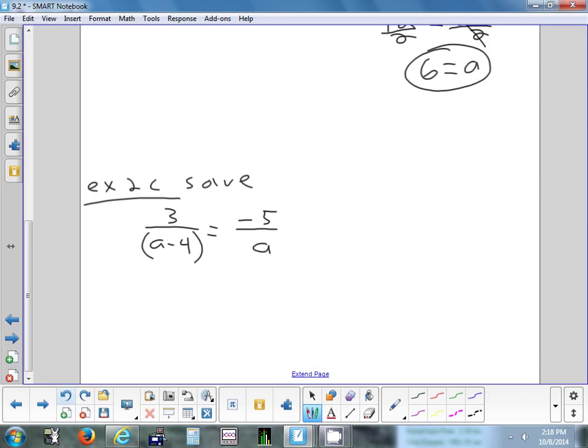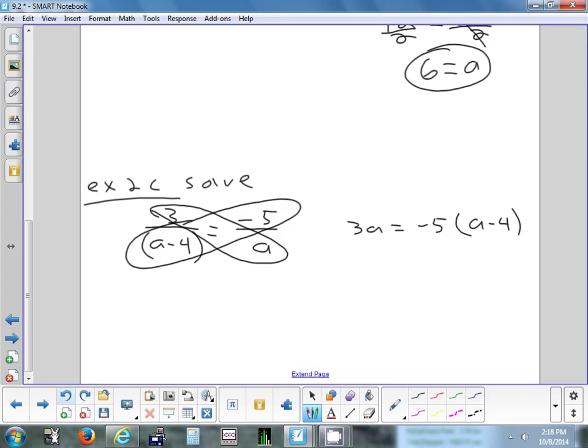Yep. Distributive. Okay. Now we're going to multiply 3 times A, and we're going to multiply negative 5 times A minus 4. Let's start with 3 times A. 3A. Good. Now the other one, we have negative 5. We'll do it in 2 steps. Negative 5 times A minus 4. So Ben, what's negative 5 times A? And what's negative 5 times negative 4? Negative times negative is positive.